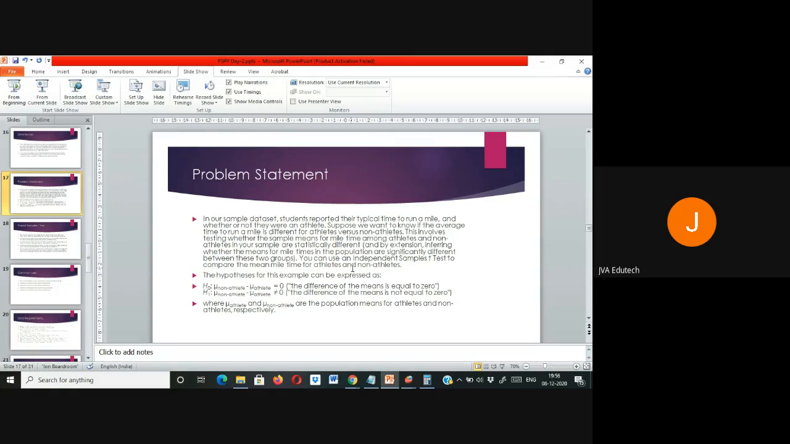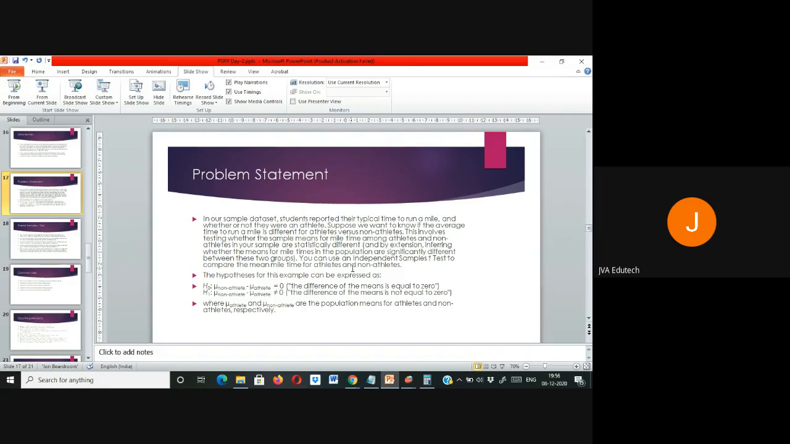Now, the hypothesis for this example could be expressed as mu non-athlete, that is the mean score of the non-athletes, is different from the mean score of the athletes. Score here means time taken to run 1 mile. Or mu non-athlete minus mu athlete is equal to 0. The difference of the means between the two is equal to 0, or there exists no statistically significant difference.